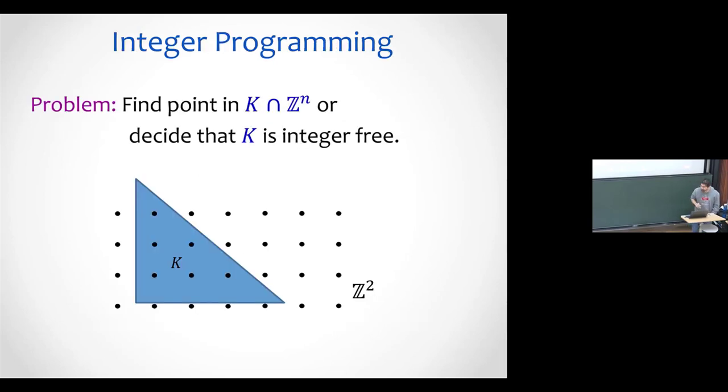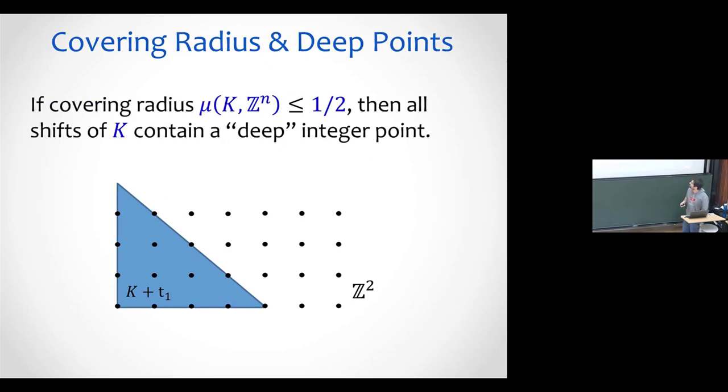And so now let's talk about IP again. Just to remind ourselves, we're trying to find an integer point inside K or decide that none exists. And so how does the covering radius play into this picture? If the covering radius is small, what it tells me is that every shift of K does contain an integer point. So in some sense, IP here should be trivial. If the covering radius is strictly less than one, then I should always say yes.